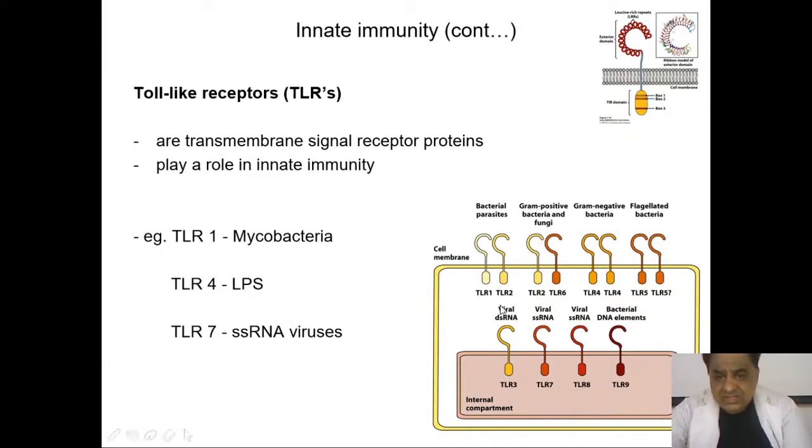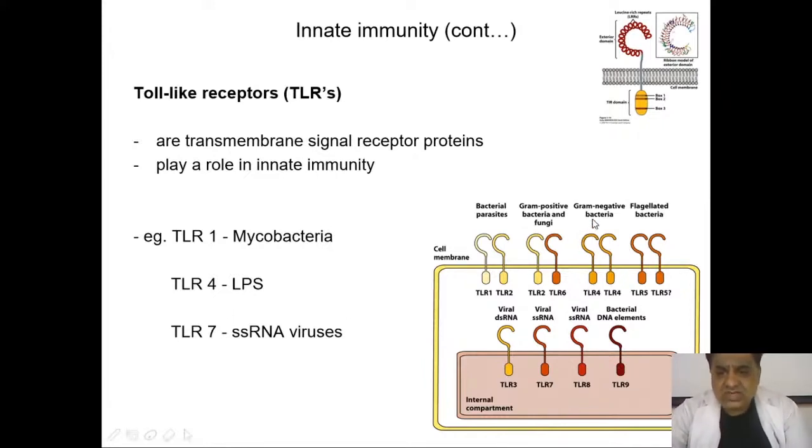For example, bacteria and certain parasites, they recognize a wide range of organisms. TLR4 specifically recognizes gram-negative bacteria. Flagella is recognized by TLR5. TLR2 and 6 recognize gram-positive bacteria and some fungi. Many bacteria and parasites are recognized by TLR1 and 2. TLR3 recognizes double-strand RNA. TLR7 recognizes single-strand RNA. TLR8 recognizes single-strand RNA again. And DNA of the bacteria is recognized by TLR9, and many other TLRs are known.